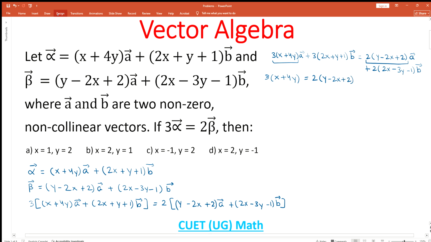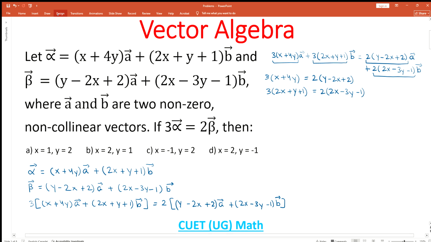Similarly, the vector equation will be true if the coefficient of vector B on the left side, 3 times (2x plus y plus 1), is equal to the coefficient of vector B on the right side, 2 times (2x minus 3y minus 1). That gives us the second equation for x and y. I get 3 times (2x plus y plus 1) equals 2 times (2x minus 3y minus 1).